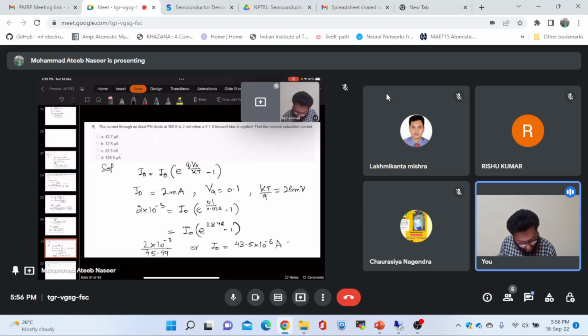So this I-naught that we have is 43.5 microampere. So this I-naught came out to be 43.5 microampere approximately. So we will go with option A, 43.7.